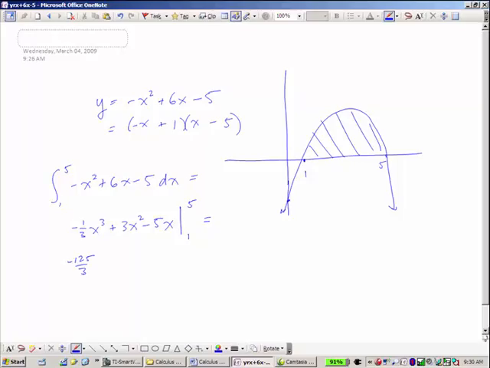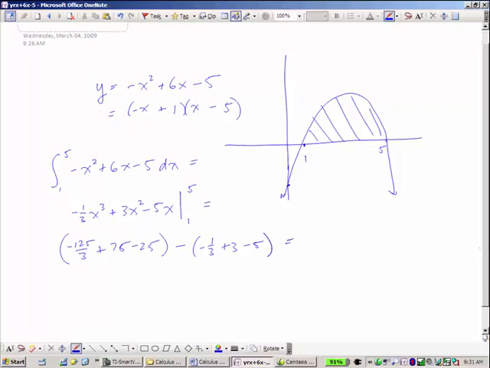Negative 125 thirds. Oh, yuck. Plus 25 times 3, 75, minus 25. Subtract negative 1/3 plus 3 minus 5. Plugging 1 in was a lot easier, don't you think? Okay, little mental math here. All right, I get negative 125 thirds, and then I get, what, plus 50, and then I get plus 1/3 minus 3 plus 5.